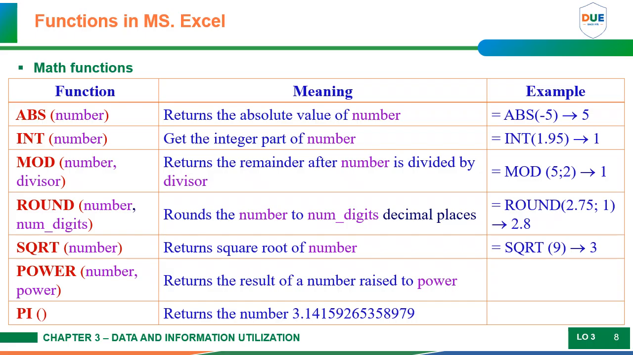SQRT returns the square root of a number. Example: SQRT(9) returns 3. POWER returns the result of a number raised to a given power. Example: POWER(2, 3) returns 8. PI returns the mathematical constant pi, approximately 3.14159.